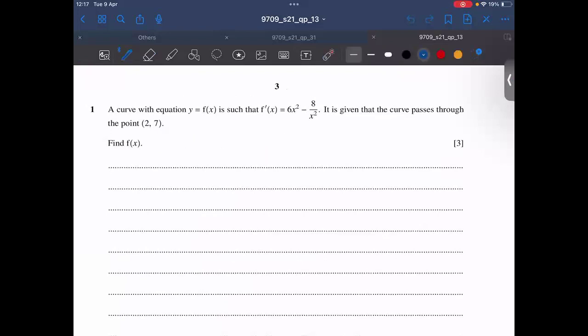F dash x is basically the gradient function, and you are supposed to find out f of x. You have been given the gradient function f dash x. You have been given dy over dx, and you are supposed to find out fx. That is, you are supposed to find out y. That means you are supposed to perform integral.